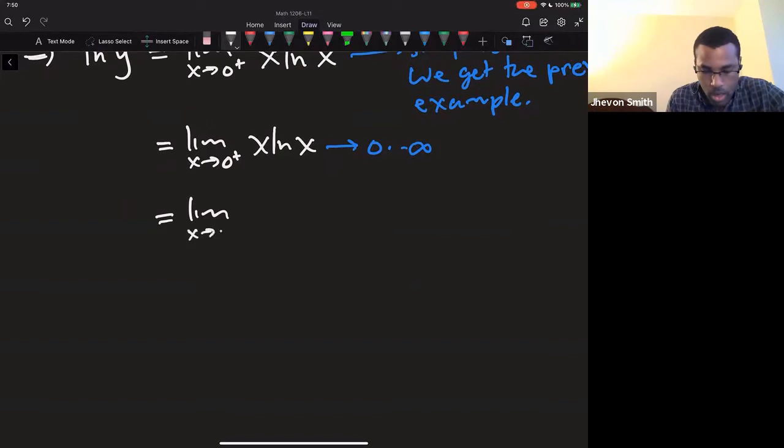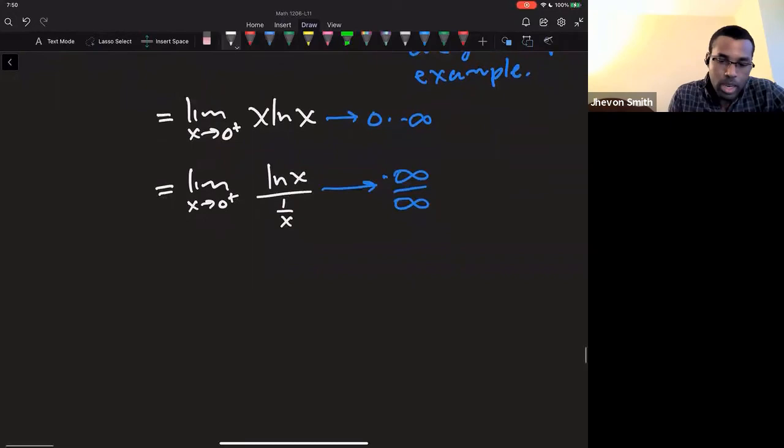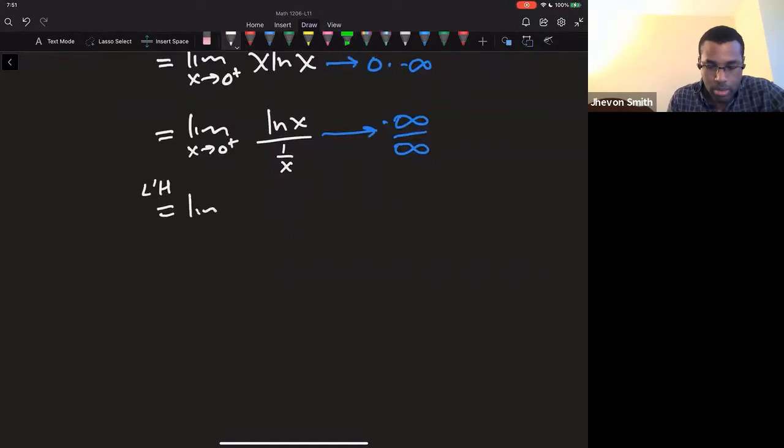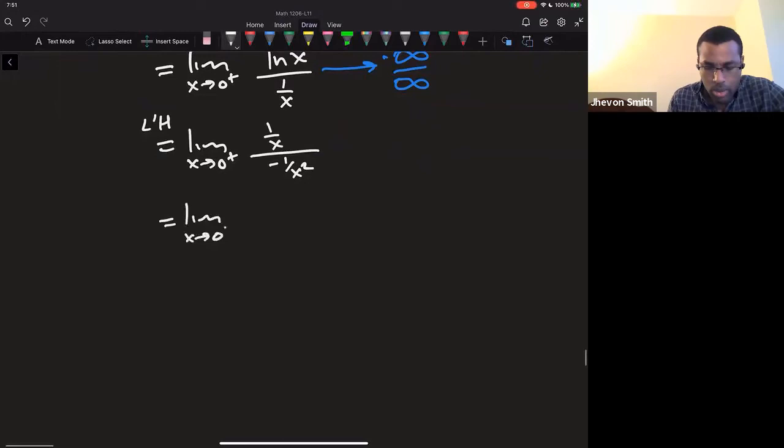So I would get this. And now I would realize, well, that's infinity over infinity, technically negative infinity over infinity. I would be able to apply L'Hôpital's rule. And that basically gives me 1 over x over minus 1 over x squared. Here, again, I would simplify before trying to do anything else. And then I would get 0. So is 0 the answer?